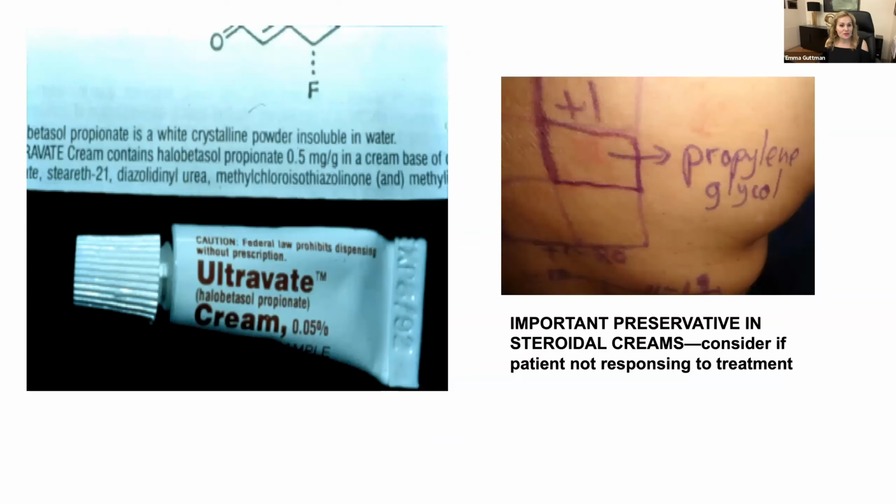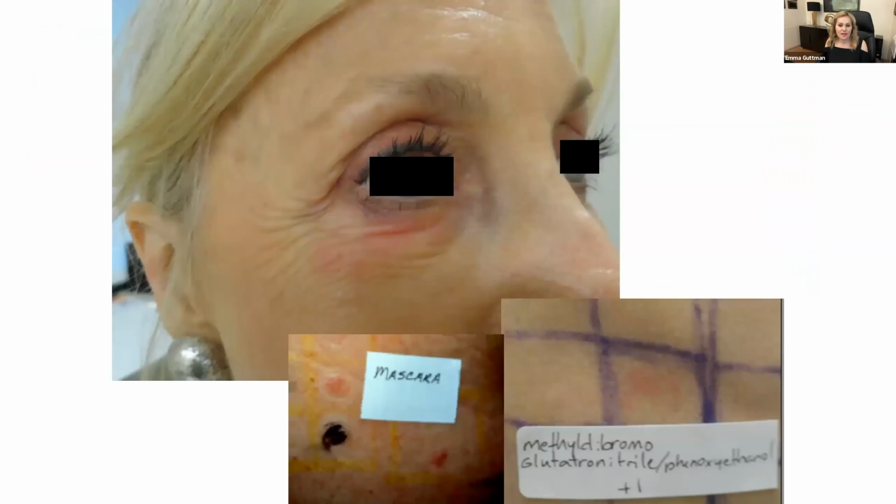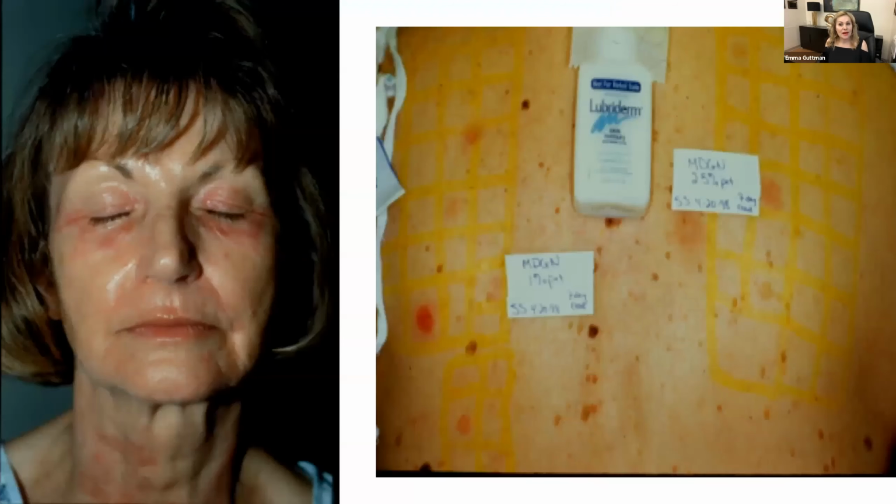And other steroids, Ultravate cream, and you see Kathon CG, that's methylchloroisothiazolinone that is there. And also we need to think about propylene glycol when we see that somebody is not improving with topical steroids, because many topical steroids have propylene glycol, you need to consider that. And other preservatives such as methyldibromoglutaronitrile, it's in cosmetics such as mascaras, but it is also in many emollients such as Lubriderm. So we need to think about these preservatives.